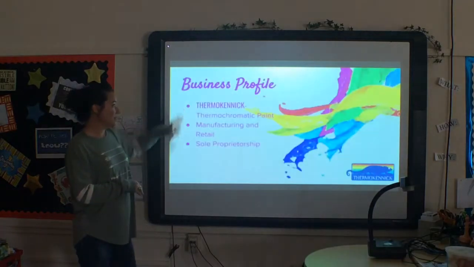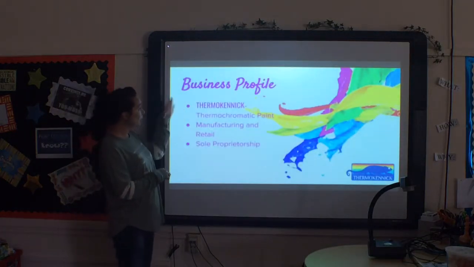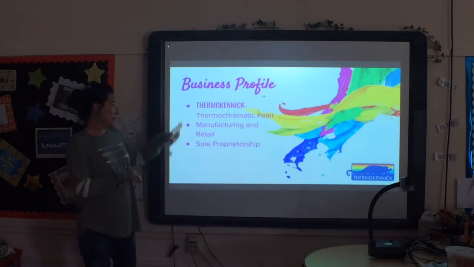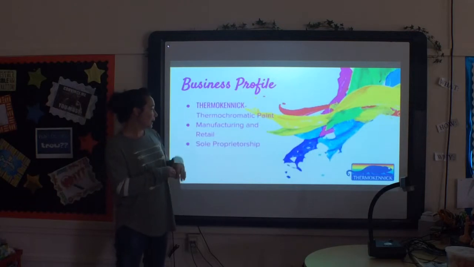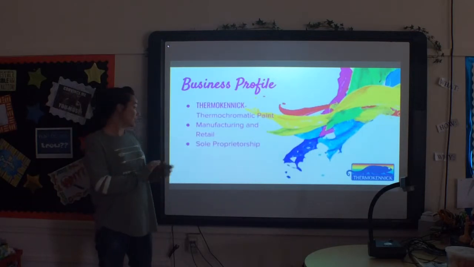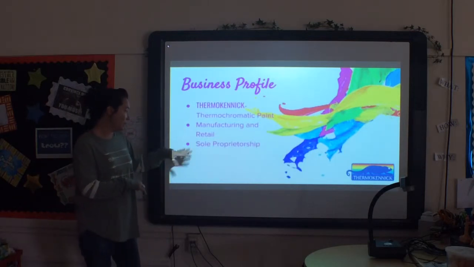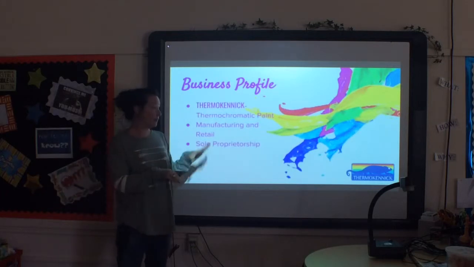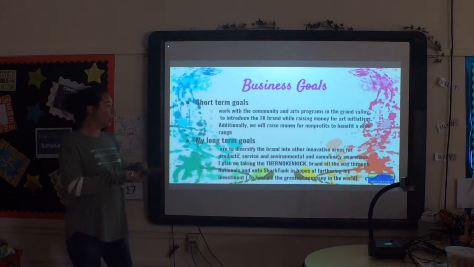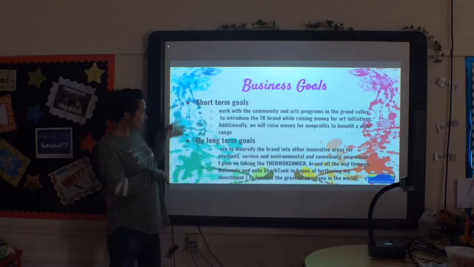So here we go. This is Thermokinetic. So her business profile was Thermokinetic. That's her last name. That's how she came up with it. Thermochromatic paint. She wanted to manufacture and sell the paint, and she wanted to be the sole proprietor, the sole owner of this company. Her business goals, she came up with short-term and long-term goals.